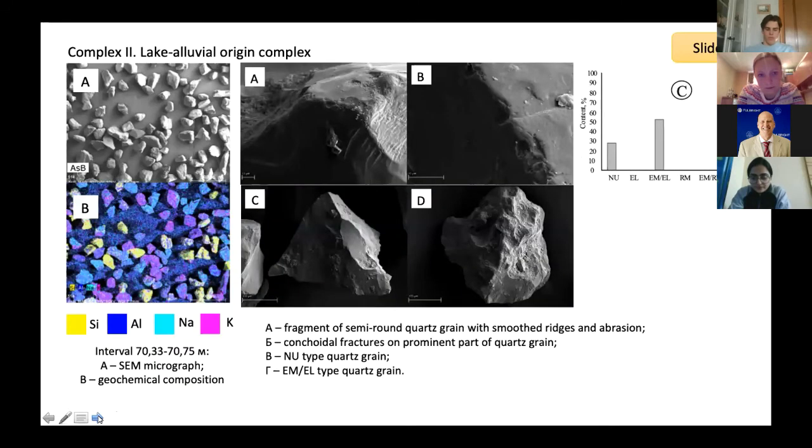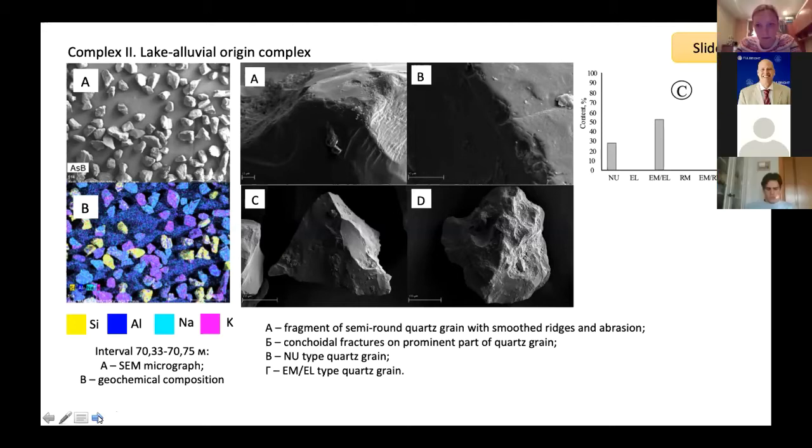The next complex of this borehole: accumulation of this sediment took place during MIS 6-8, and this period is characterized by the cessation of the ice complex formation and increase of sedimentation rate. They differ from those of complex 1, and they are characterized by the decrease of fluvial activity.